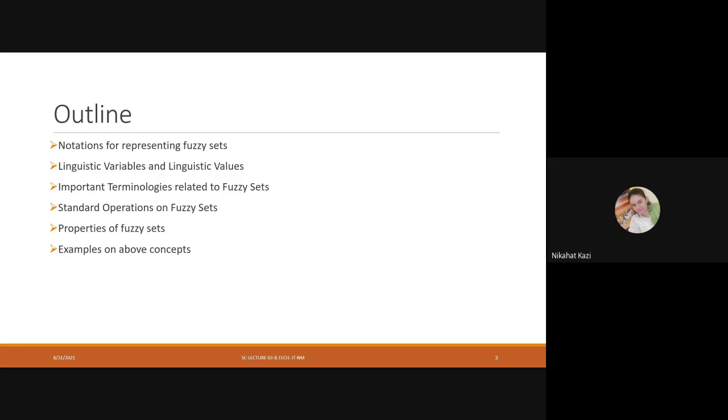So the outline for today's lecture is we look at different notations for representing fuzzy sets. We will be looking at linguistic variables and values. We'll see what these terms actually mean in the context of a fuzzy set. Then we'll look at some more terminologies with respect to fuzzy sets. Then we'll be looking at the standard operations and the properties of fuzzy sets.